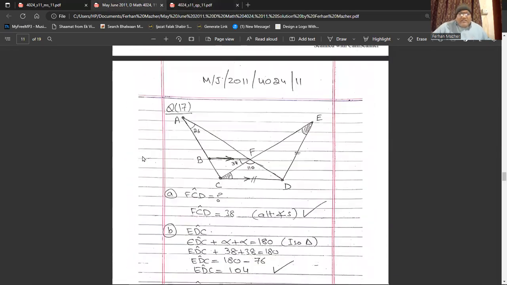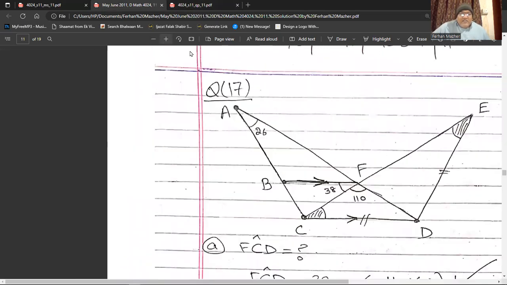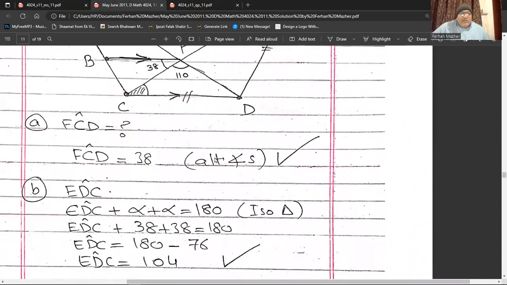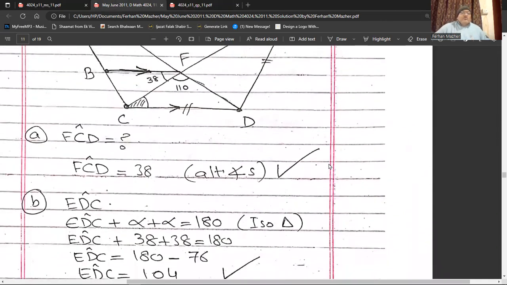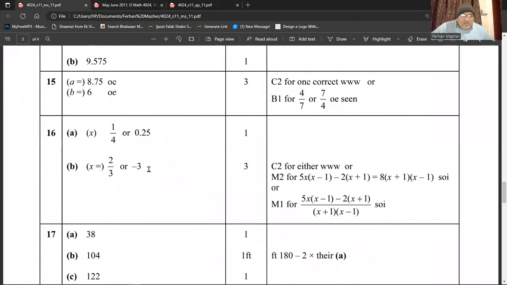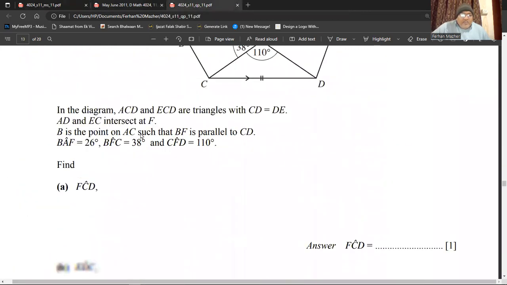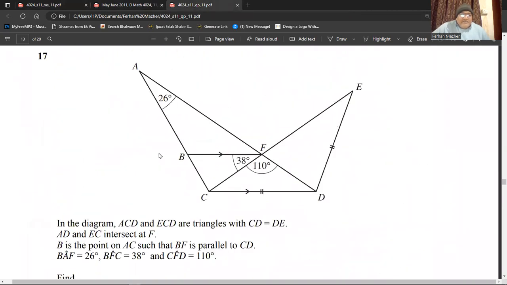So because they are alternate angles to each other, the FCD will be equal to 38. The reason is alternate angles. 38 is the right answer, sir. Now, the next thing they are asking is EDC. I told you this angle and this angle are equal. They are base angles of the isosceles triangle. So this is 38. This will also be 38.